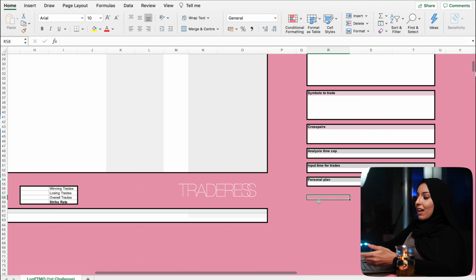So in the next section we have here personal plan. What you want to put here is anything that may affect your trading due to your personal life or even work. So do you have a meeting at a specific time? Are you working at a specific time? Do you need to go out somewhere with your family? Do you have specific times that you go to the gym, that you're not going to be looking at the markets? Anything personal that's going to affect your trading, put this here so that you know what's going on for the week ahead.